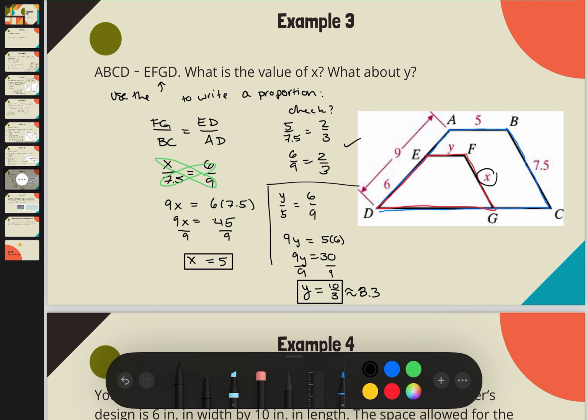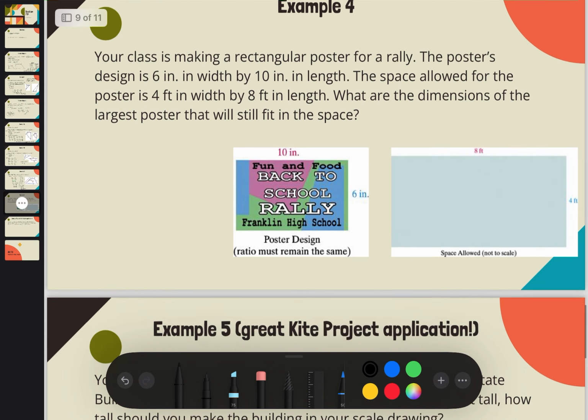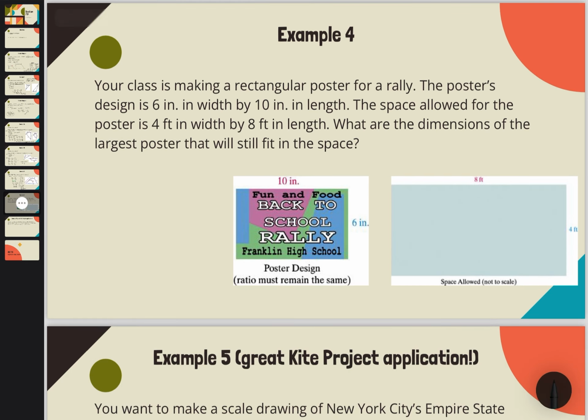Okay, let's try a word problem. Your class is making a rectangular poster for a rally. Actually, we might have a pep rally coming up soon, so that's kind of funny. The poster's design is 6 inches in width by 10 inches in length. The space allowed for the poster is 4 feet in width by 8 feet in length.